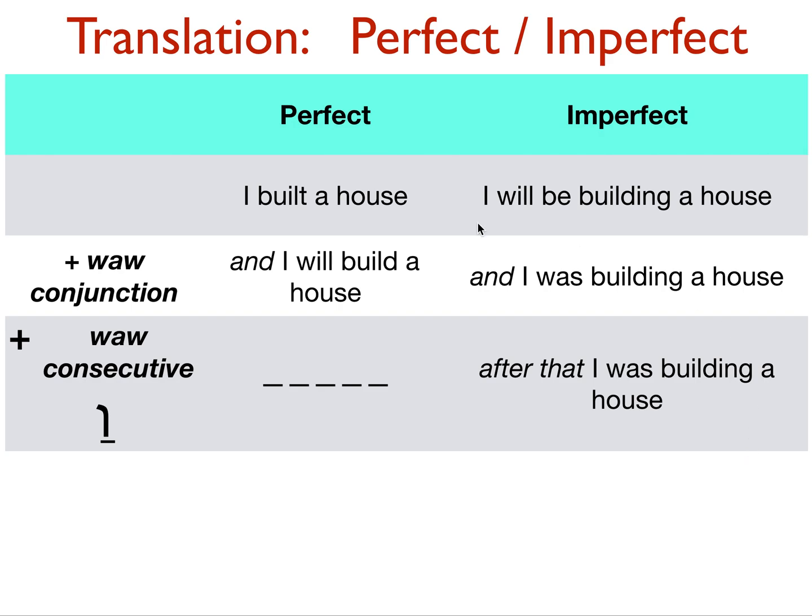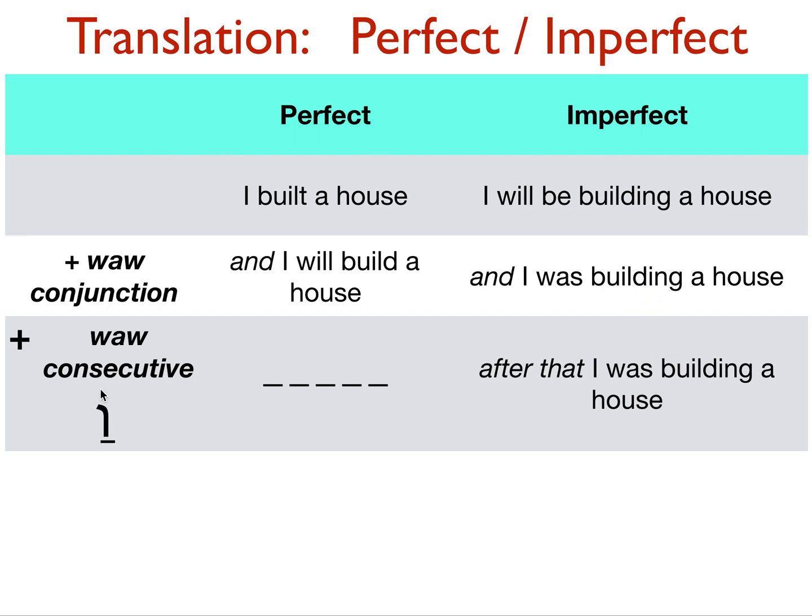So this is how it looks on this chart. Perfect, I built a house. Imperfect, incomplete, I will be building a house, or I will build a house. With the regular vav conjunction, it just reverses the tense, and I will build a house, again completed action in the future now. Imperfect, and I was building a house, or I built a house, incompleted action in the past. Vav conjunction is identical to vav consecutive.